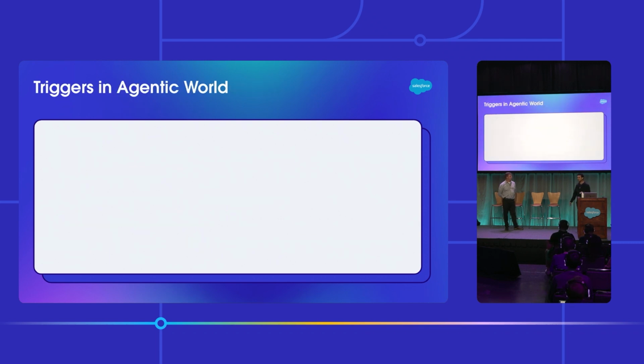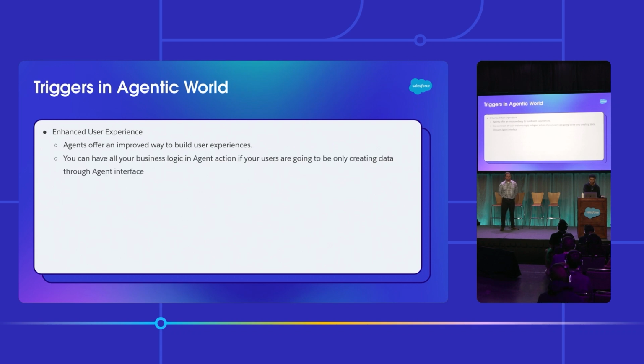The other thing I want to talk about is triggers in the agentic world. What happens to these triggers when you have agents? How should you think about them? This is something that we really want to discuss here. Remember that the whole idea behind these agents, as per me, is that they provide an enhanced user experience. Users can ask agents to deliver tasks, and the agents could be doing those tasks. So agents definitely offer a new and improved way to build user experiences. There's no question on that, right?